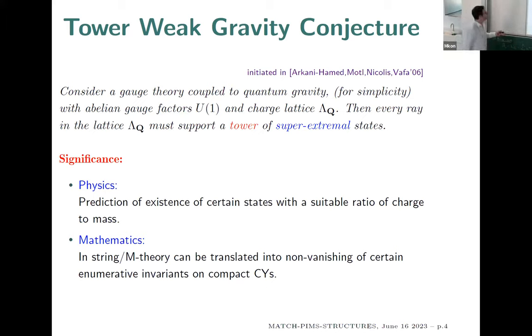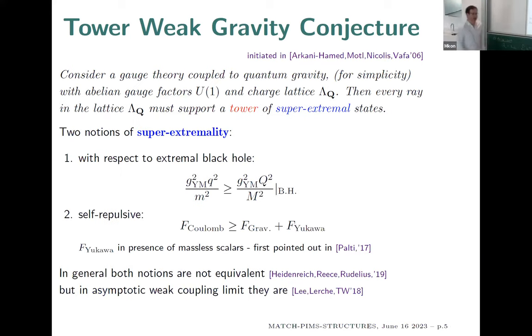I need to be more precise first about what is meant by super extremal and what is meant by tower. Super extremal. This is now the physics motivation, of course, or the physics statements. There are, first of all, two ways of talking about super extremality, so that we don't confuse them, let me recall them. First of all, a particle is super extremal if the ratio of its charge, i.e. the weight of its representation, so to speak, to its mass is bigger than this ratio of charge to mass of every black hole in the theory. So depending on your theory, you have black holes, you can classify the black holes.